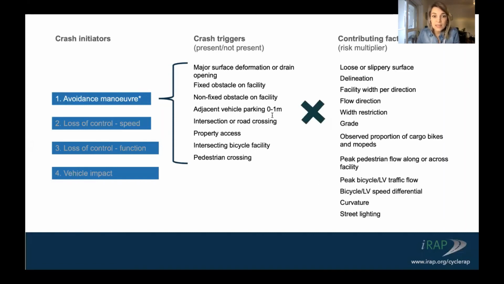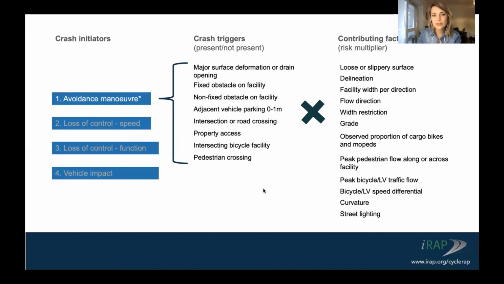And things that will increase the risks are things like a loose or slippery surface. So if you have ice or gravel, a poor delineation, a facility that is very narrow or is a two-way facility, if the facility is very steep, and we'll be looking at some operational attributes like the proportion of cargo bikes and mopeds, the peak pedestrian flows, the peak bicycle flows, the differential speed between bicycles and other light vehicles, and also curvature and street lighting.